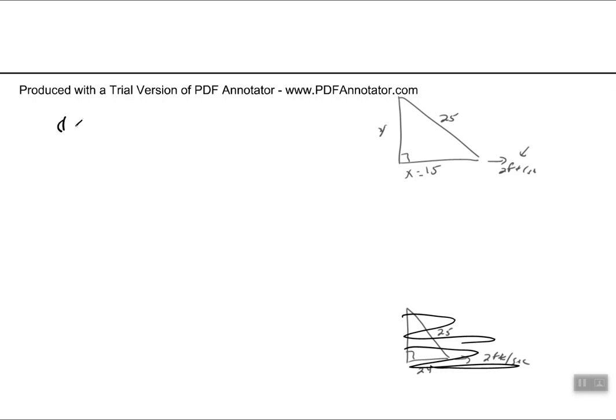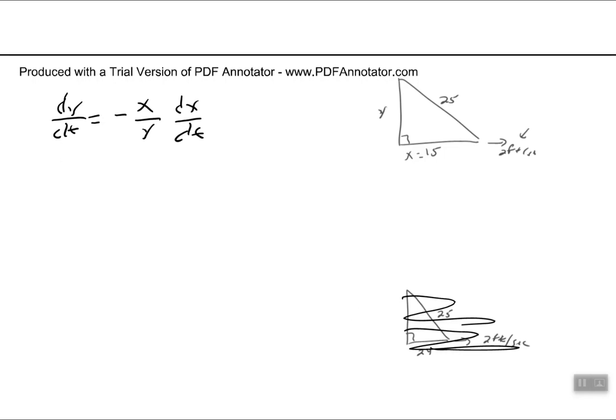So we know that dy/dt from what we solved is negative x over y times dx/dt. So that's the equation that we found. That's what we saw for dy/dt up above. So this time x is equal to 15, so we have to go through the same process of finding the value of y, because we need x, y, and dx/dt to find dy/dt.